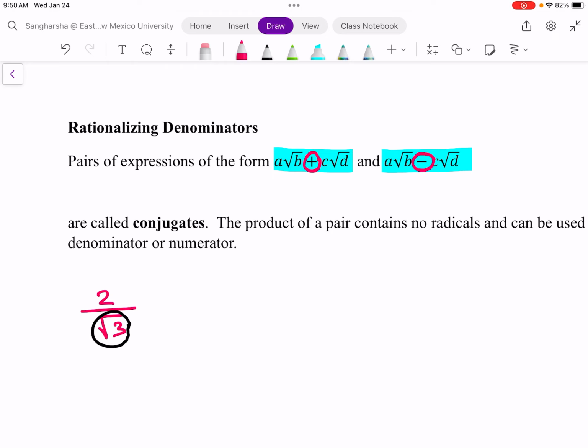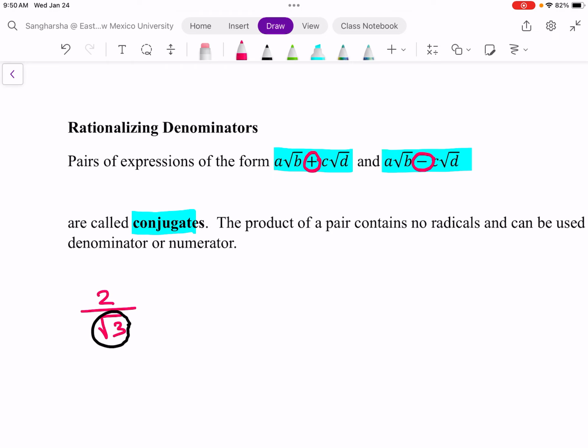Okay, you have the same expression, the only difference is that the sign in between those two expressions is different. One is positive, the other is negative. Then these two expressions are called conjugates. And if we multiply the conjugates together, then we can get rid of the radical sign.